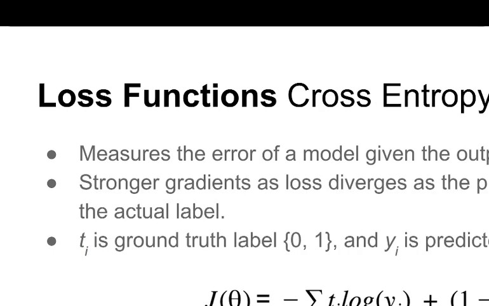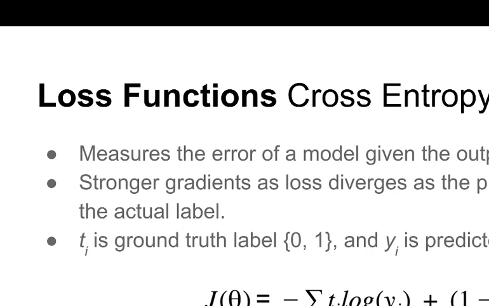Turns out, mean square error is actually not that great of a loss function. So that's why we usually use something called cross entropy loss. It measures the error of a model given the output is between 0 and 1. The whole idea of why we use this is, if you notice, it has strong gradients as the predicted probability diverges from the actual label, right?